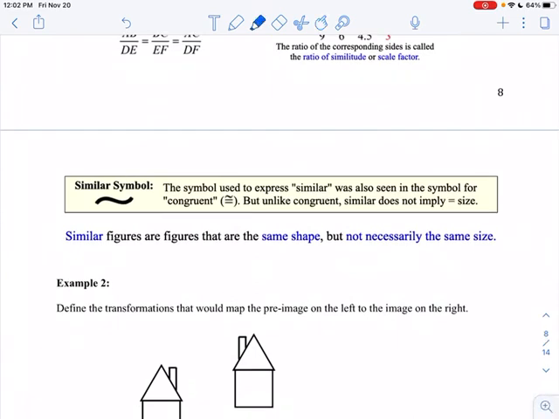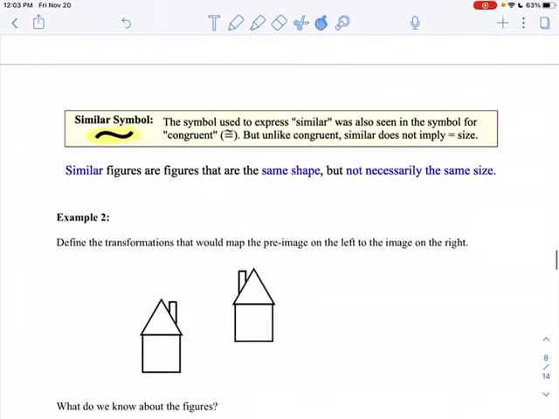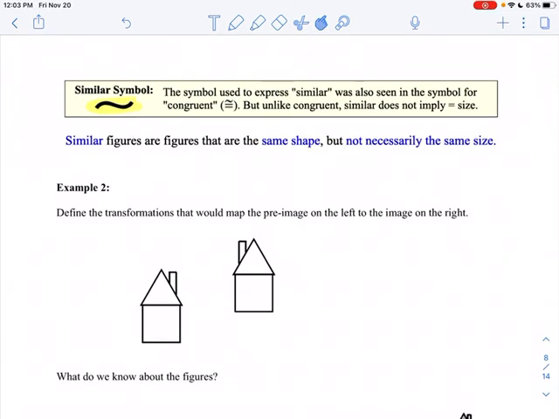So the symbol for similar is that little sideways S. And it's similar to the congruent symbol we used. So the congruent had the equal sign with that little sideways X. But unlike congruent, the similar does not mean that they have the same size. We see that the sides are in proportion. The angles are congruent, but the sides are not congruent to each other. They're in proportion. So that's why we don't use that equal sign. Similar figures are figures that have the same shape, but not necessarily the same size.